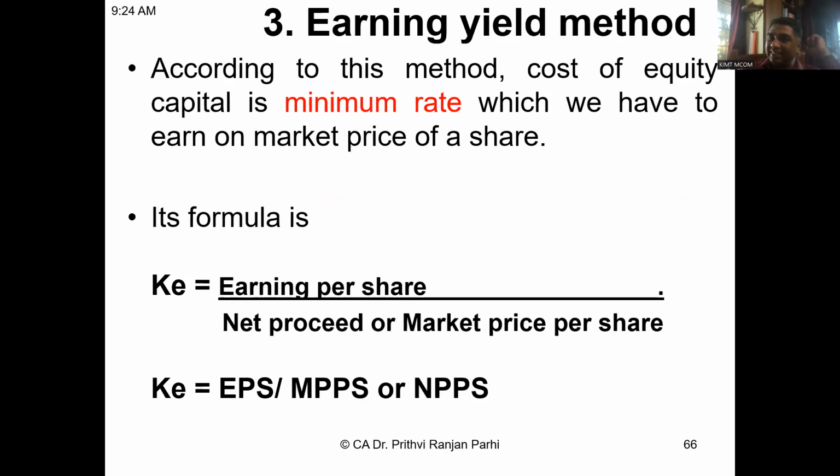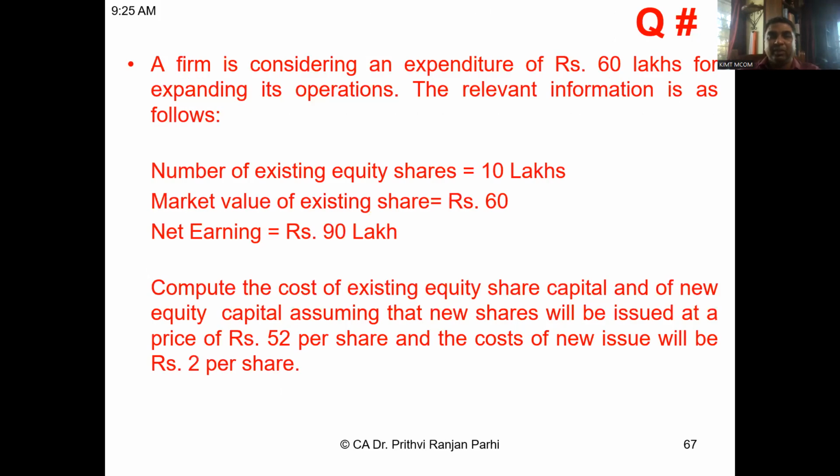Then let us see the next formula. Very simple formula. Here also you can do it. Here KE is equal to earning per share divided by net proceeds or market price per share. So if this data is available, earning per share divided by net proceeds or market price per share, you'll be able to compute.